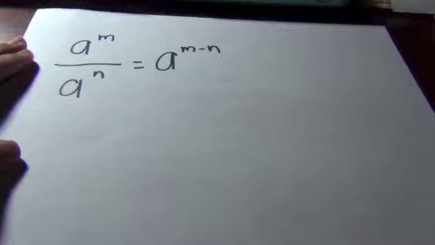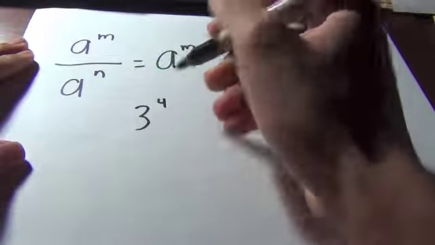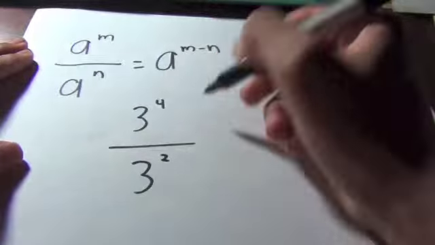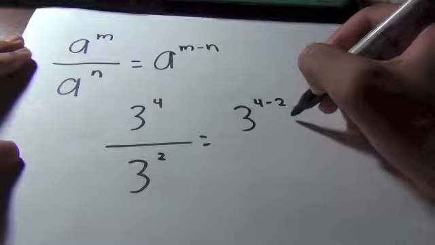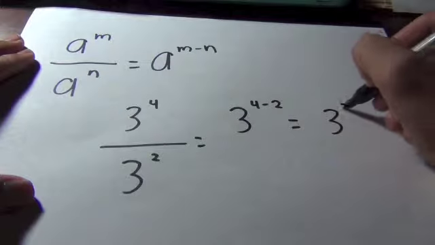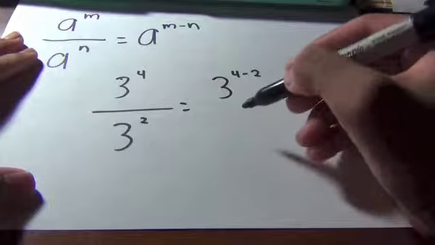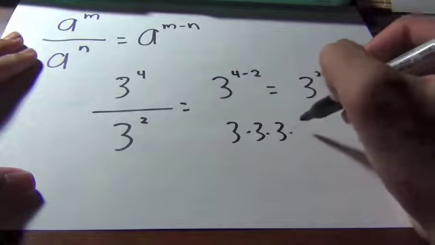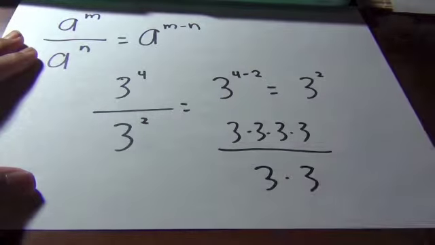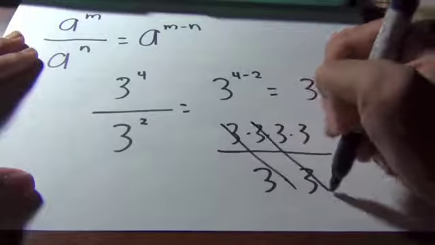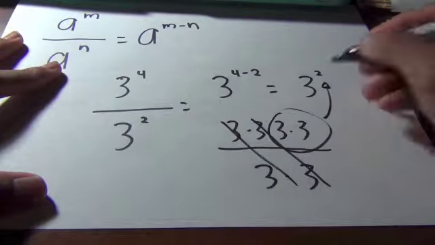Another basic explanation: let's say I use the same numbers, so 3 to the fourth over 3 to the second. I could simplify this as 3 to the 4 minus 2, and that equals 3 to the second. The reasoning behind this is that 3 to the fourth equals 3 times 3 times 3 times 3, and I divide that by 3 times 3, then these 3's cancel out, and I'm left with two 3's, which equal 3 to the second.